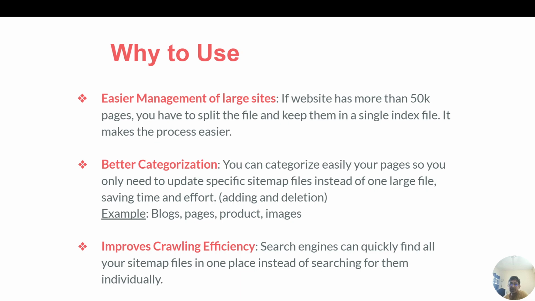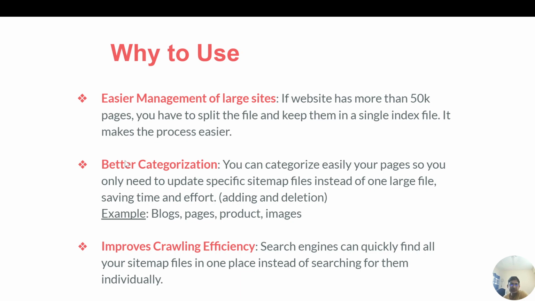So why do we use it? Easier management of large websites. If your website has more than 50k pages, you have to split it and keep them in a single index file. It makes the process easier. If you have a big website, you can split your web pages into multiple XML sitemaps, and all the XML sitemaps you can keep in a single file. We call it a sitemap index file.